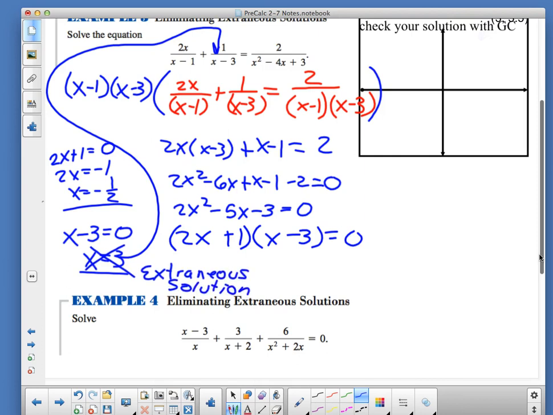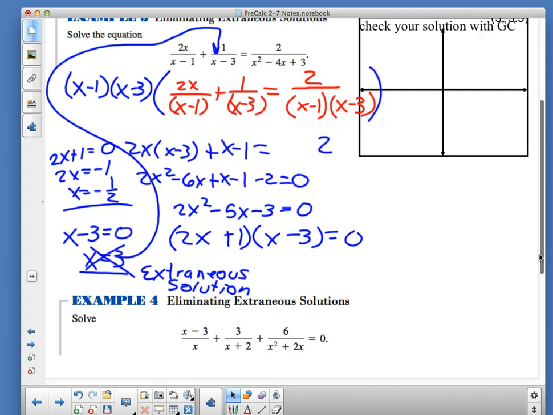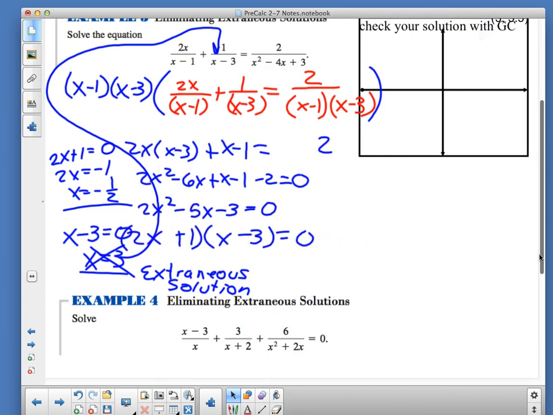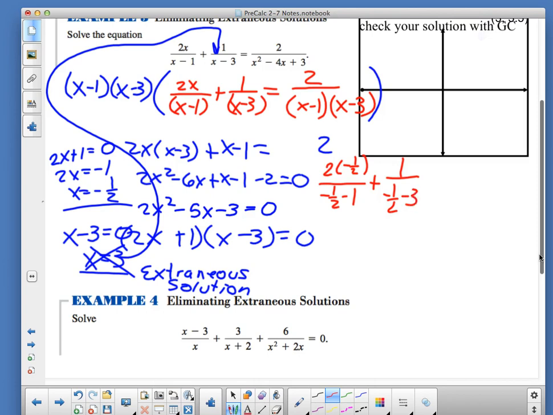And it is not a 0 at all for this problem. Now I've got to look at 1/2. So I'm going to get myself a little bit of room to talk about the 1/2, so I got some room here in the original equation. So I've got 2 times negative 1/2 over negative 1/2 minus 1 plus 1 over negative 1/2 minus 3 equal to 2 over negative 1/2 squared minus 4 times negative 1/2 plus 3.